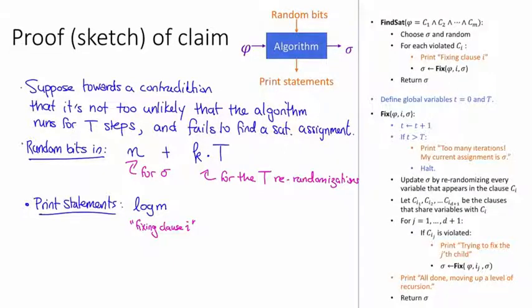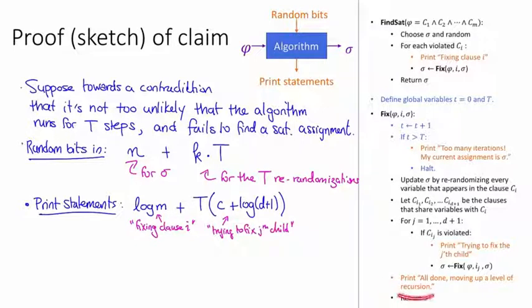Next, how many times do we say "trying to fix the jth child"? Well, we say that at most t times, because every time we say it we call fix, and we only call fix t times. And the number of bits we need to say "trying to fix the jth child" is some constant c. That's the "trying to fix the child." And then for j itself, we need log d plus 1 bits, because j can take on d plus 1 possible values.